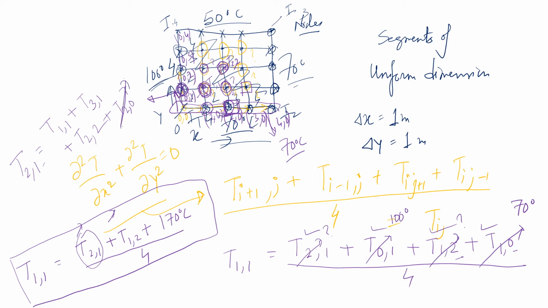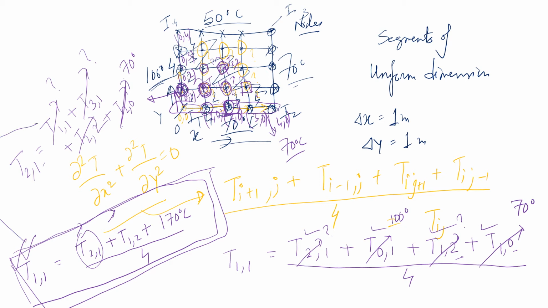This point is at 70 degrees centigrade. But we do not know what is T11. We do not know what is T31. We do not know what is T22. That means we do not know this point, we do not know this point, we do not know this point. Although T11 in the earlier step we have calculated to be this one, and you can put it here.